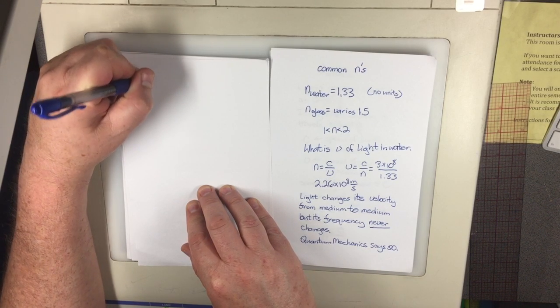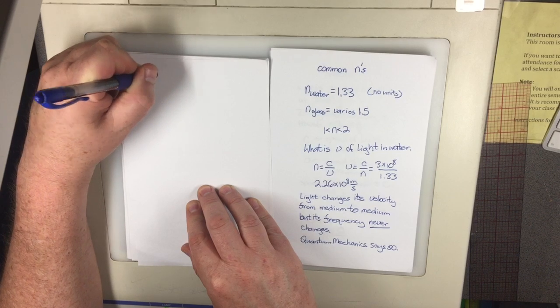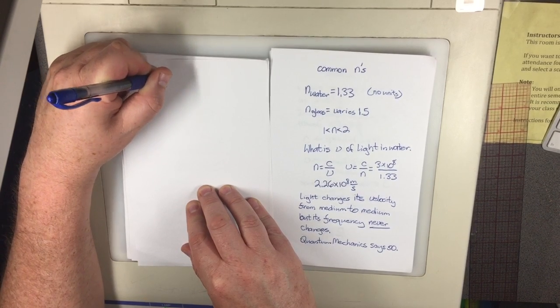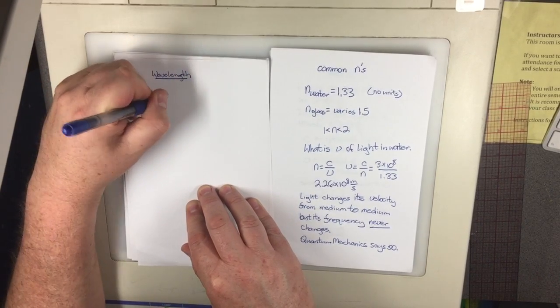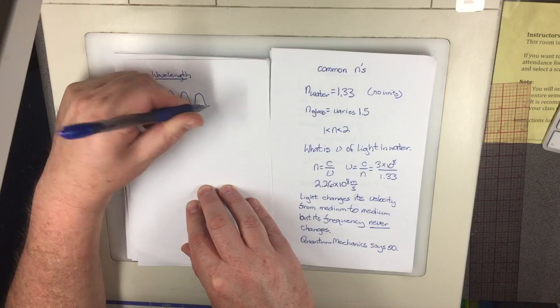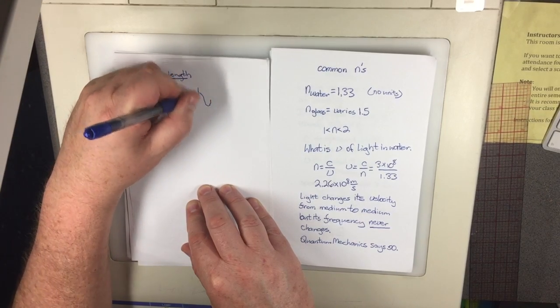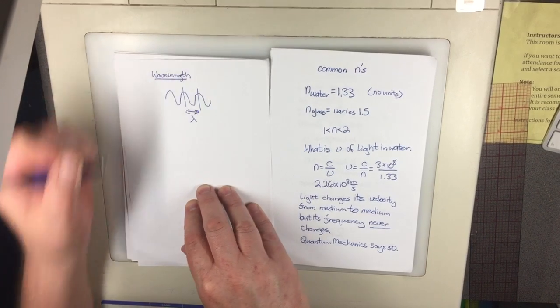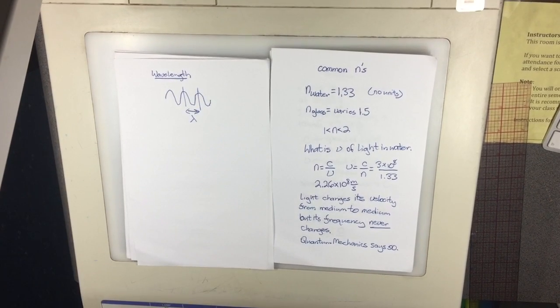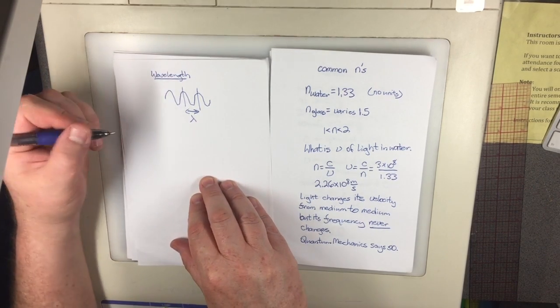Typical wavelengths of light. Wavelength of light is the distance from one peak of the light to another peak of the light. It's a lot like when we were working with waves in 213. And in light, what's changing?